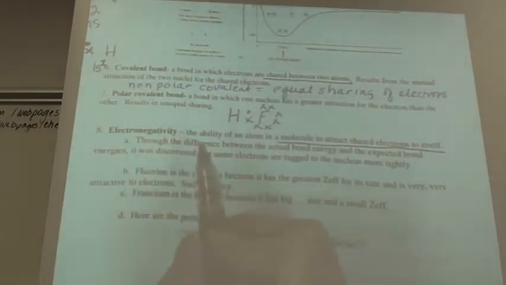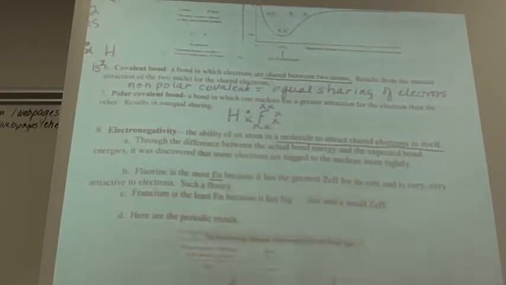Electronegativity, you recall from last week, is the ability of an atom in a molecule to attract shared electrons to itself. They figured out when they noticed there was a difference in actual bond energy and the expected bond energy, it was discovered that some electrons are tugged to the nucleus more tightly. Fluorine is the most electronegative, and that's the way you can abbreviate electronegativity. Because it has the greatest effective nuclear charge for its size and is very, very attractive to electrons.